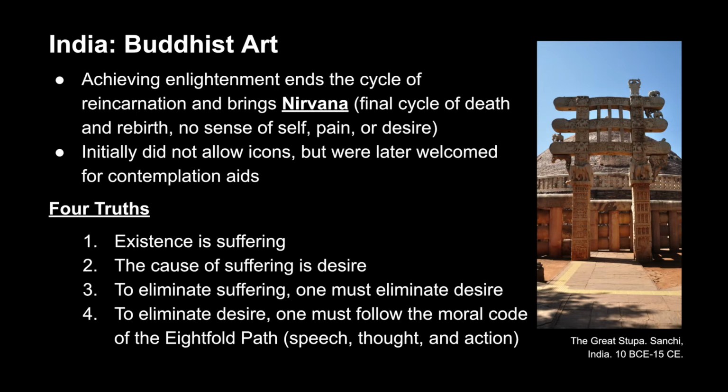Within Buddhism, there's also four main truths. The first is existence is suffering. The second is the cause of suffering is desire. Third, to eliminate suffering, one must eliminate desire. And fourth, to eliminate desire, one must follow the moral code of the Eightfold Path, which regulated speech, thought, and actions.